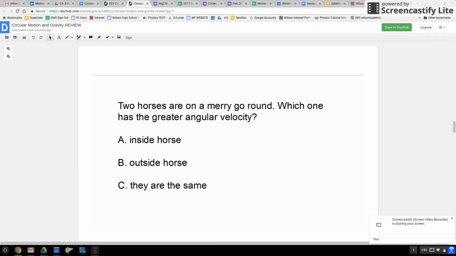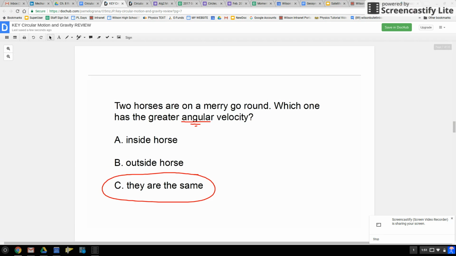Similar question, but for angular velocity. Which one's greater? In this case, they would have the same angular velocity because both horses, regardless of radius, would travel the same angle in the same amount of time.